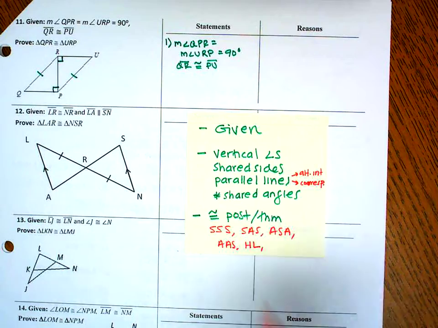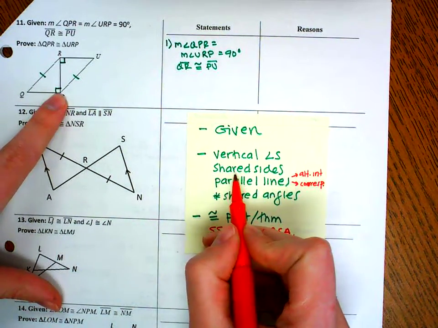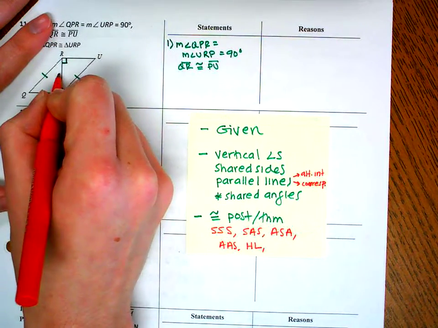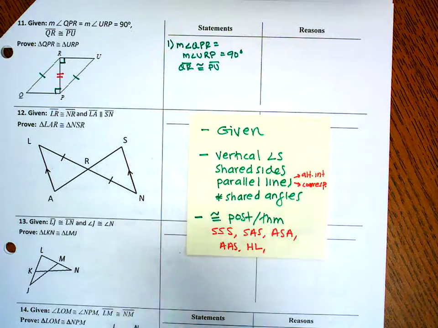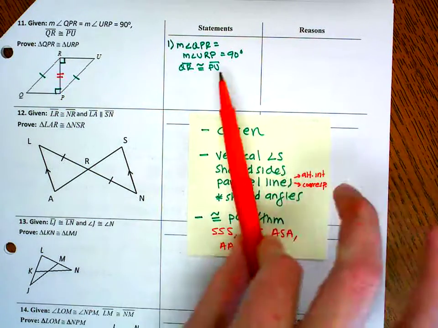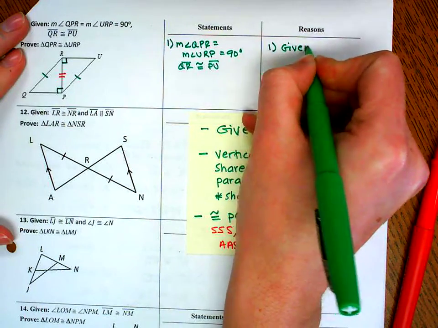Okay, next step. We've gone through all of our given. We're looking for vertical angles. I don't see any in the picture. We're looking for shared sides. Well, here is a shared side. And I mentioned earlier, I like to use green for all my given, or one color for my given and another color for the things I'm adding, so I know that my reason can't be given. I have to give something else for my list.